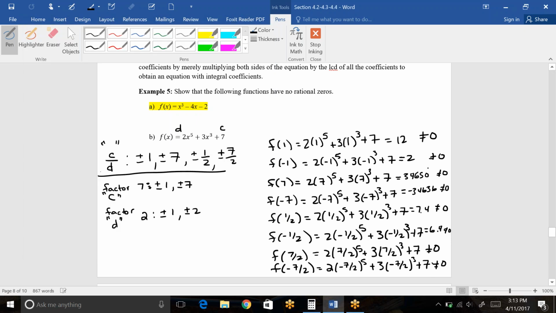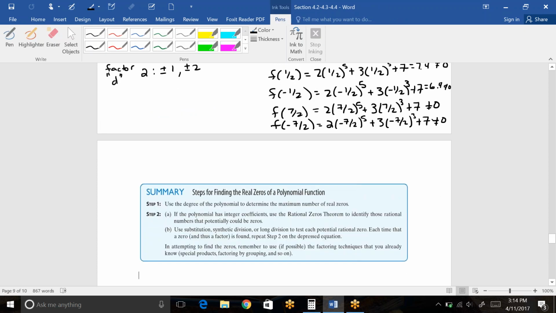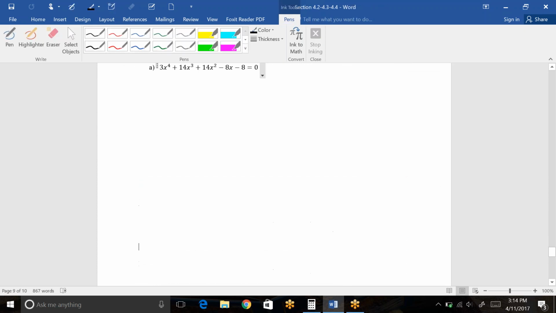So if each of these fails to equal 0, that means that from our potential rational root theorem, our list of possible C's over D's, we are not able to find anything that will help us factor this down. So that means this has no rational zeros because this is the only list that we have. It has to be the C over D list. So that means that this one just can't be worked out. It's dead to us. All right.